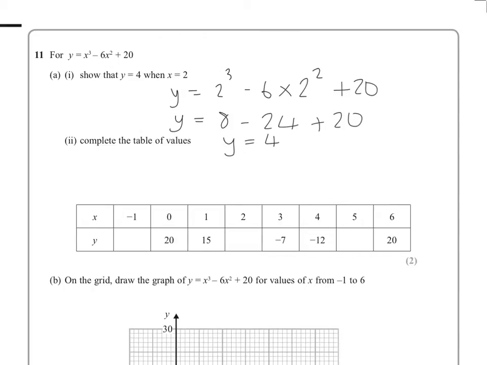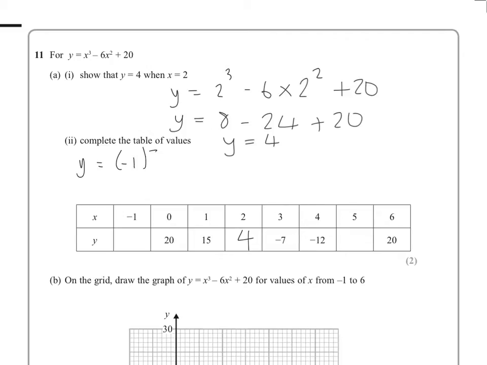You can substitute the x values into the equation to find the equivalent y value, like we have done in part A i. In part A i, we found that when x is 2, y equals 4. So I can sub that in. We could do that again for when x is 5 and for when x is minus 1. Now when subbing in x equals minus 1, you need to be careful.